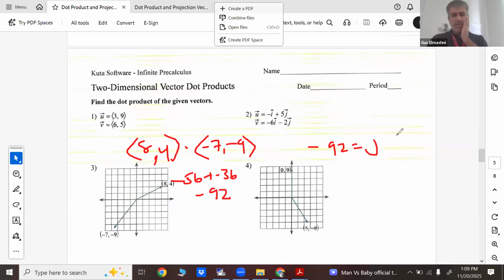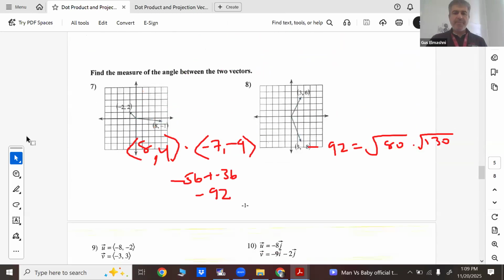Root 80 and root, what is it, root 130? Oh, not the angle between them. Oh, then never mind. Let's go on to a different one.